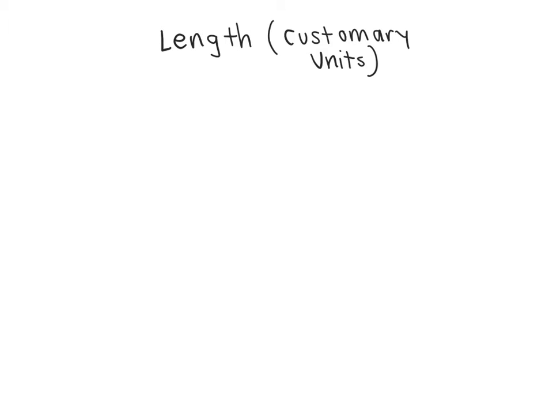So we're talking about length, we're talking about inches, feet, yards, and miles. So this is the way that we measure things. Okay. So when we talk about customary units and we want to talk about conversions with them, we want to talk about how many of each thing is in there. So we have inches, feet, yards, miles.